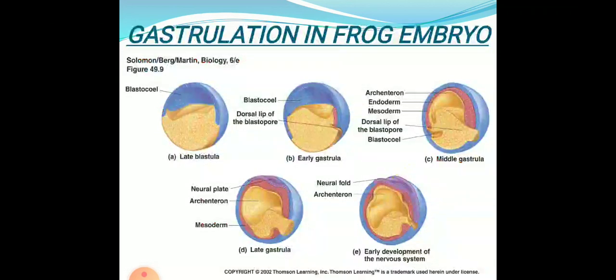In the figure, A shows the late blastula, B shows the early gastrula, and C shows the middle gastrula. In the below diagram, D shows the late gastrula, and E shows early development of the nervous system. After gastrulation, organogenesis starts, the nervous system is formed, and all these things happen.